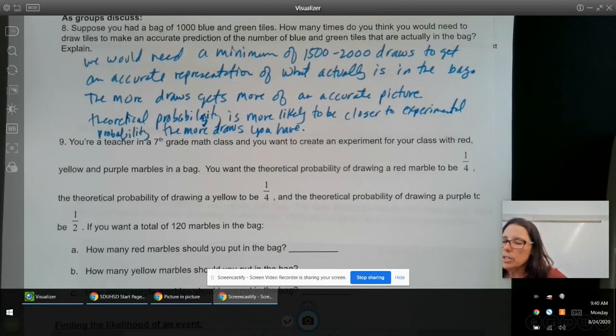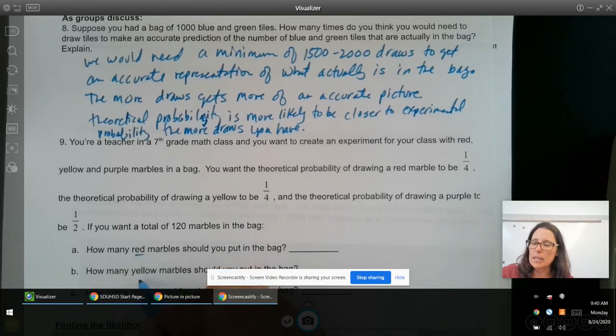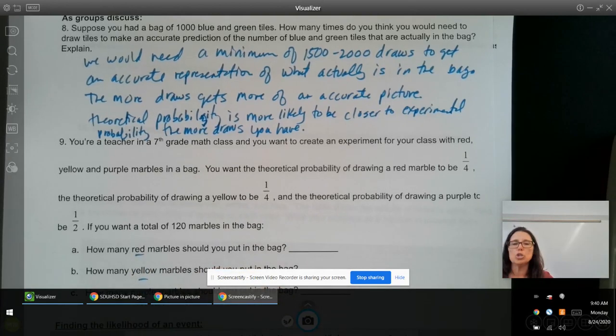All right, you're a teacher in a 7th grade math class and you want to create an experiment for your class with red, yellow, and purple marbles in a bag. You want the theoretical probability of drawing a red marble to be 1/4, the theoretical probability of a yellow to be 1/4, and the theoretical probability of a purple to be 1/2. If you want a total of 120 marbles in the bag, how many red, how many yellow, how many purple should you put in the bag?